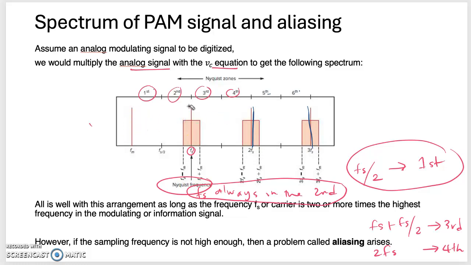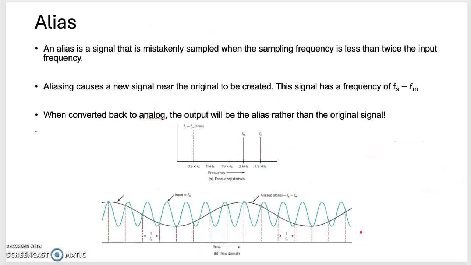Because the Nyquist zones tell us the best sampling rate that we will talk about later. So just bear this in mind for now. If the sampling rate is not high enough, if Fs is small, then a problem called aliasing arises. I know we talked about aliasing before. We will talk more about it today.